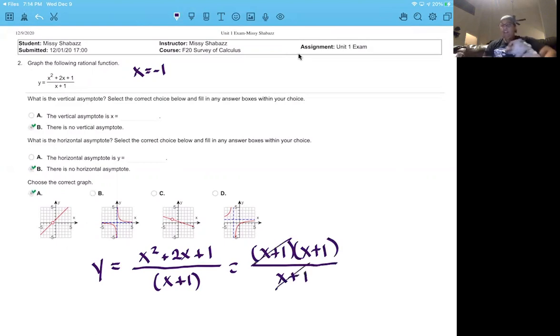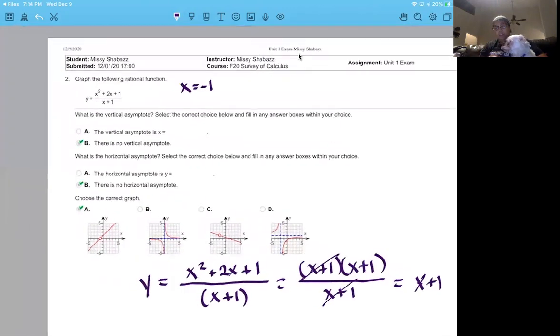So I can cross out that one factor and I get x plus 1. So even though this is unit 1, we know later that we can call that a removable discontinuity. So what we have there is a hole, right? So I don't have an asymptote there at x equals -1.